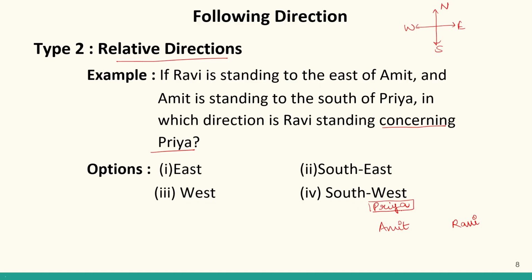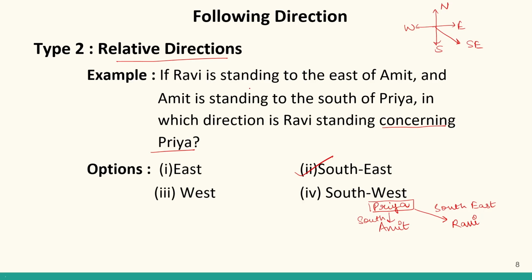So if we look at from Priya's point of view, Ravi is in which direction? Ravi is in this direction. And this direction is which direction? This is southeast direction. Right? This is southeast. This is south. Correct? So our answer will be option number 2, southeast.